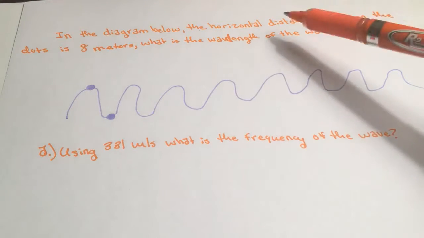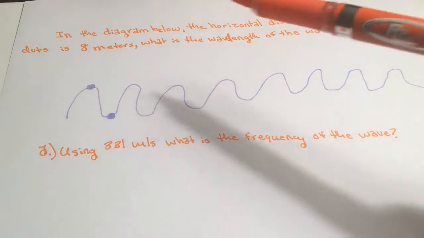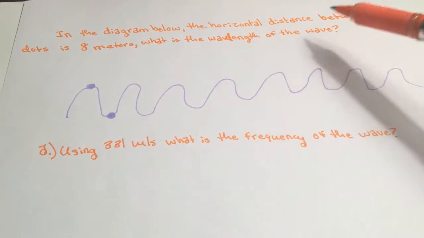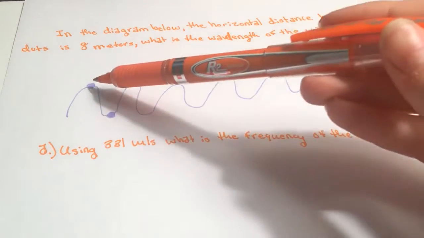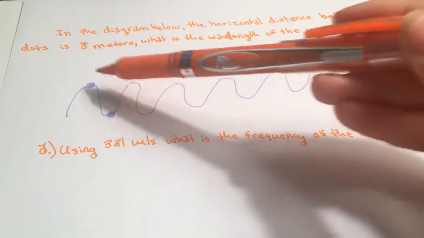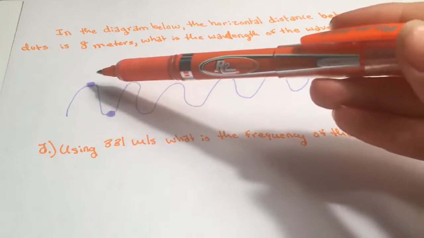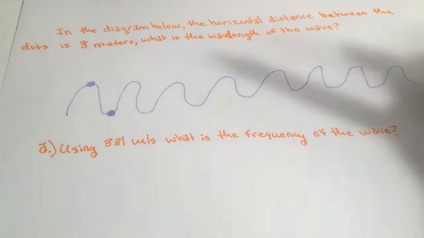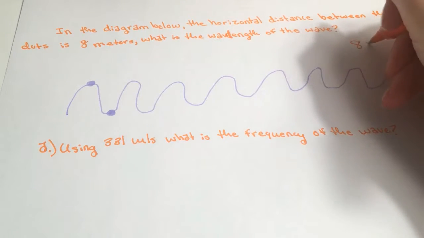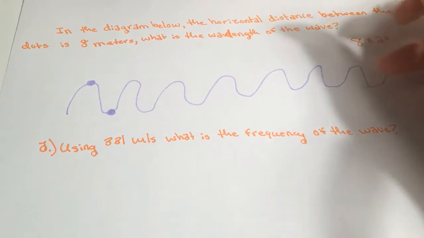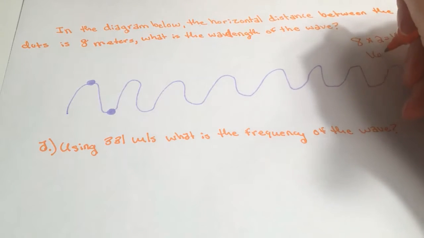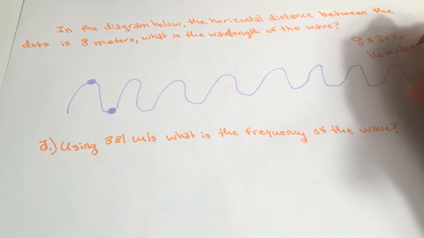In the diagram below, the horizontal distance between the dots is 8 meters. What is the wavelength of the wave? So as you can see, this and this is obviously from crest to trough. So therefore, that's half of what it is. So it should be 8 times 2 equals 16. So 16 meters is the wavelength.